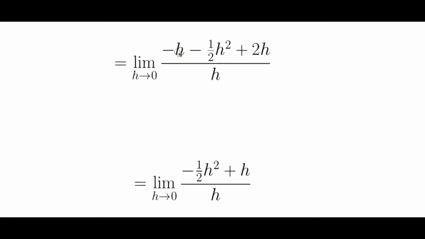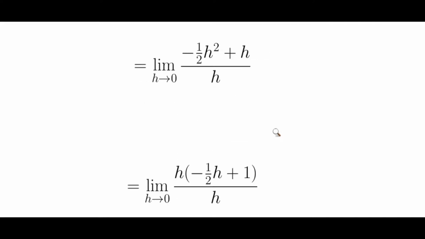The first thing I'm going to do, though, is I have a negative h and a positive 2h. I can combine those into just an h. They're like terms. And then the next thing I'm going to do is I'm going to factor an h out of the numerator. I'm going to factor an h out because if I can take an h out of each term in the numerator, that means that I can cancel these h's, which is the very next thing I'm going to do.